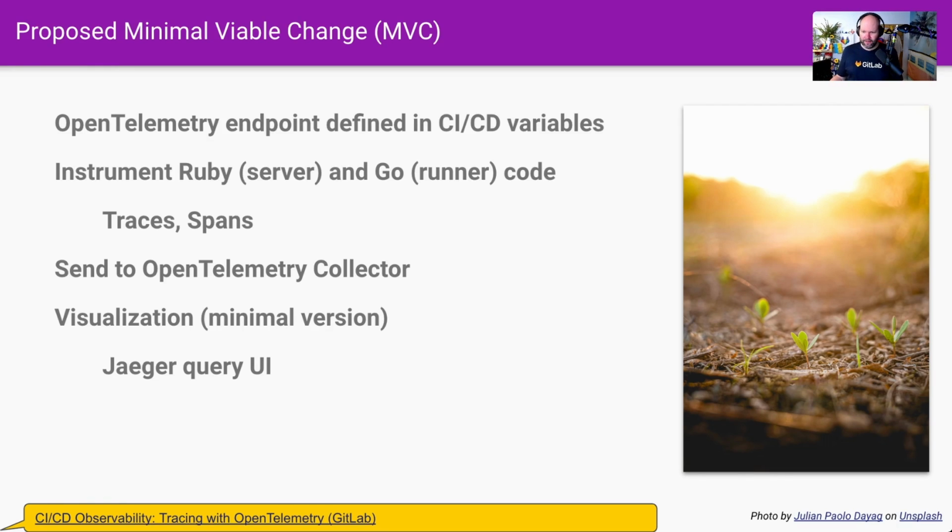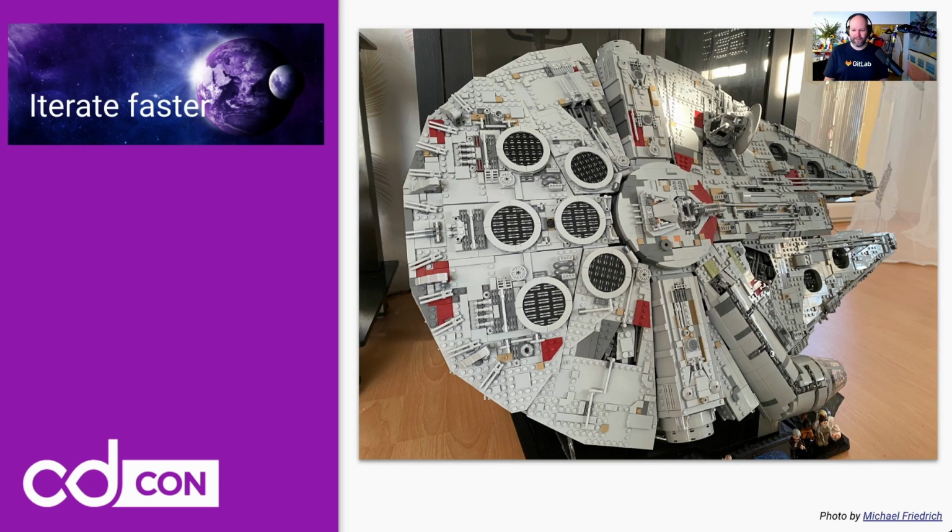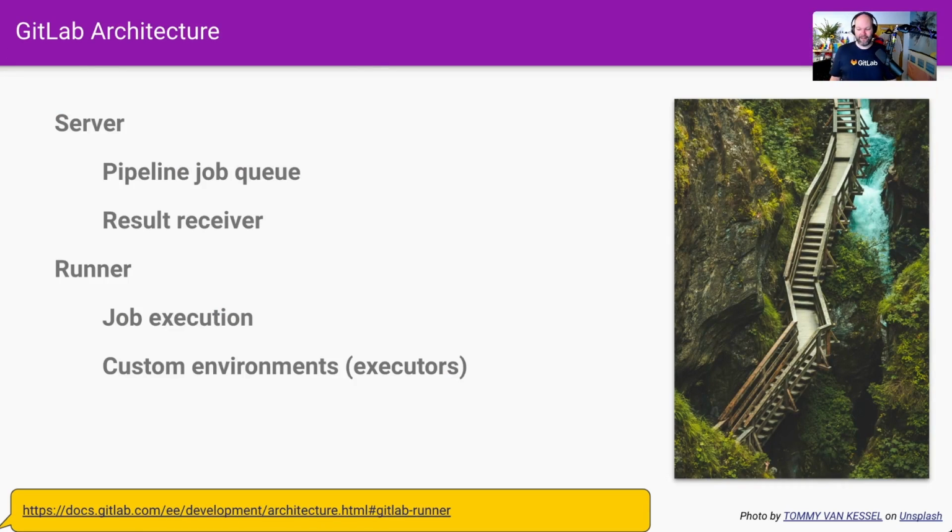Now, how to get there with the basics being implemented, or the basics being thought about, what else is going on? When I first looked at the GitLab architecture, the server is running the pipeline job queue, and it also receives the results from the executors, which is actually the GitLab runner. It does the job execution. We have custom environments, different executors. Where should we start adding code instrumentation with OpenTelemetry to collect something?